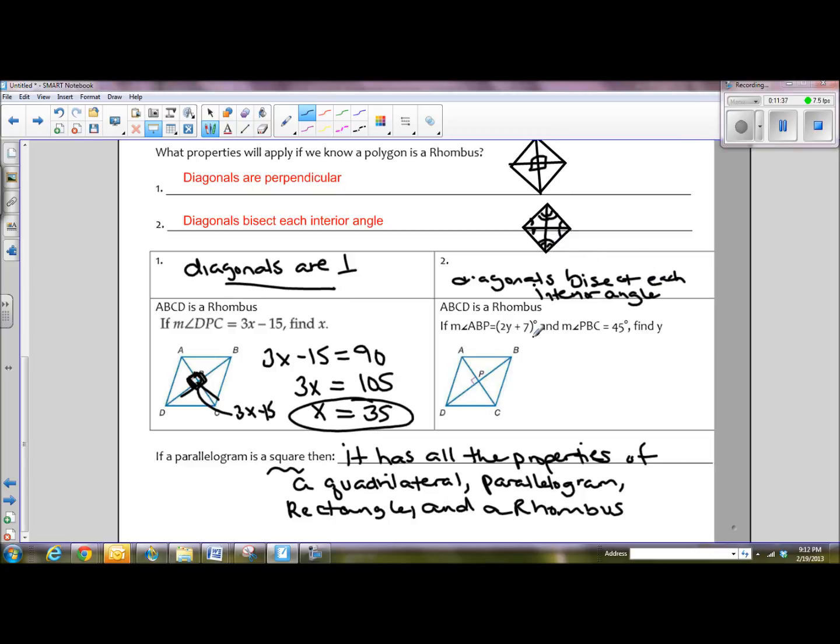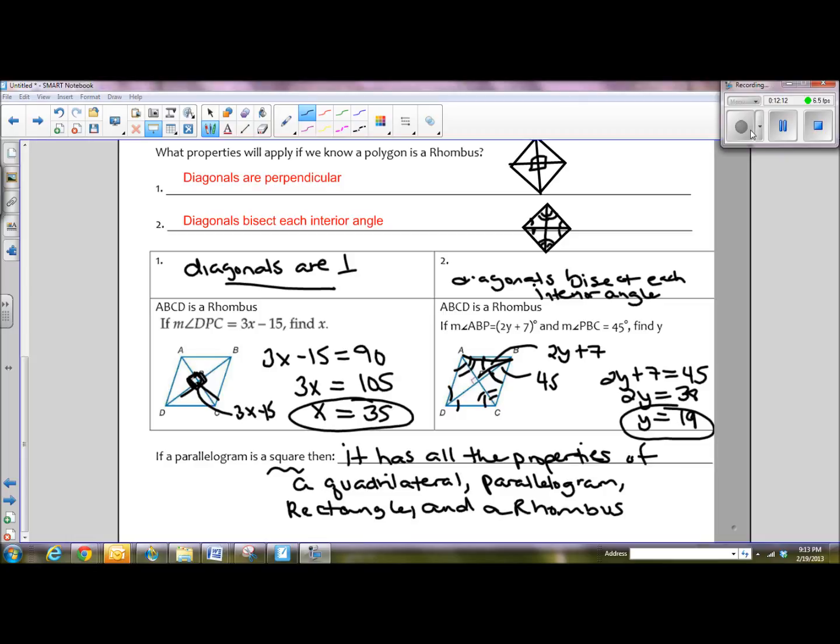The next property of a rhombus is that the diagonals bisect each interior angle. So if angle ABP, A to B to P here, is 2y plus 7, and PBC, P to B to C here, is 45. Well, in order to find y, we would use the fact that it's a rhombus and each angle has been bisected. So each angle has been cut into 2 congruent angles. So that means that 2y plus 7 is equal to 45. Okay, so in solving for y, I get 19.